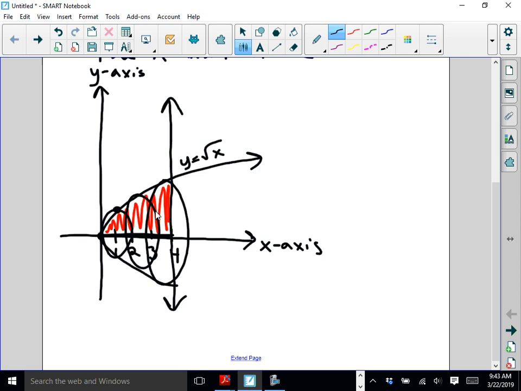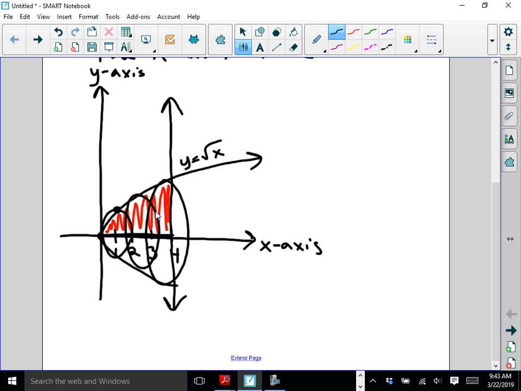Well, finding the area of the region would be easy, right? We're used to that. It would just be the integral from 0 to 4 of root x dx. But now we want to find this volume.